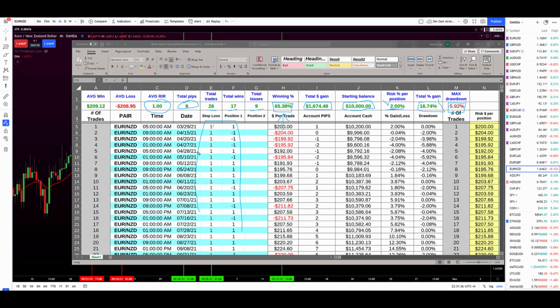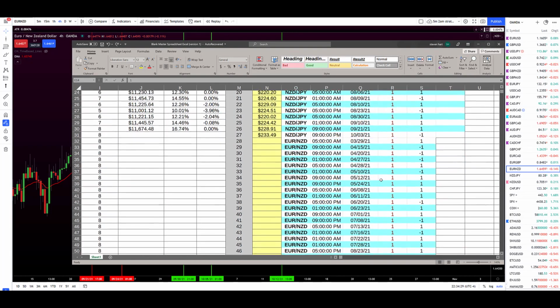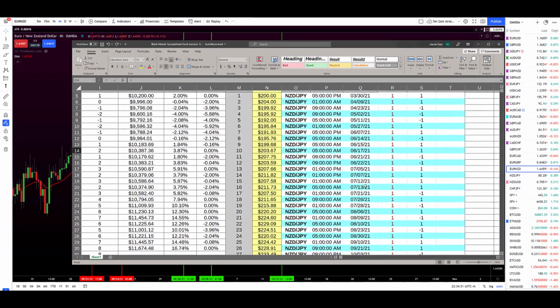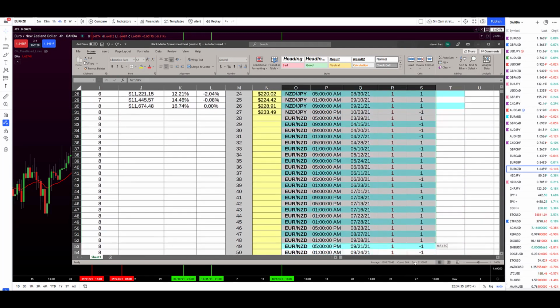So that is how you would go about backtesting the 20 EMAR strategy. And just as an added bonus really quickly, I have already copied and pasted this data over here. What I'm going to do is combine the New Zealand yen data that we got from our previous test to our Euro New Zealand data. To do that, we actually need to copy and paste this and put it into a separate sheet.